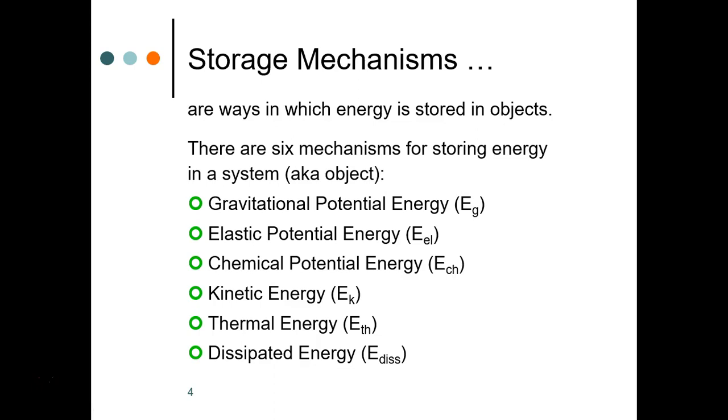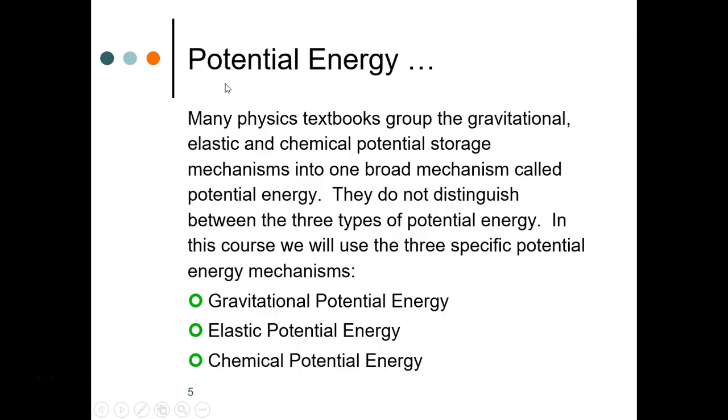Let's talk about the storage mechanisms. These are ways in which energy is stored in objects. You can think of them as buckets, separate buckets that hold energy within an object. There are 6 of them for storing energy: gravitational potential energy, elastic potential energy, chemical potential energy, kinetic energy, thermal energy, and dissipated energy. First, let's talk about the broad category called potential energy.